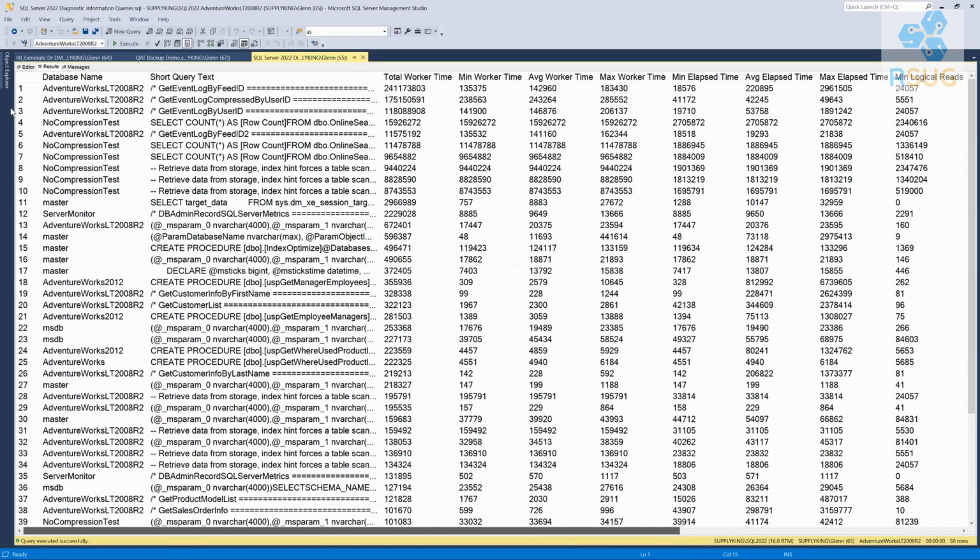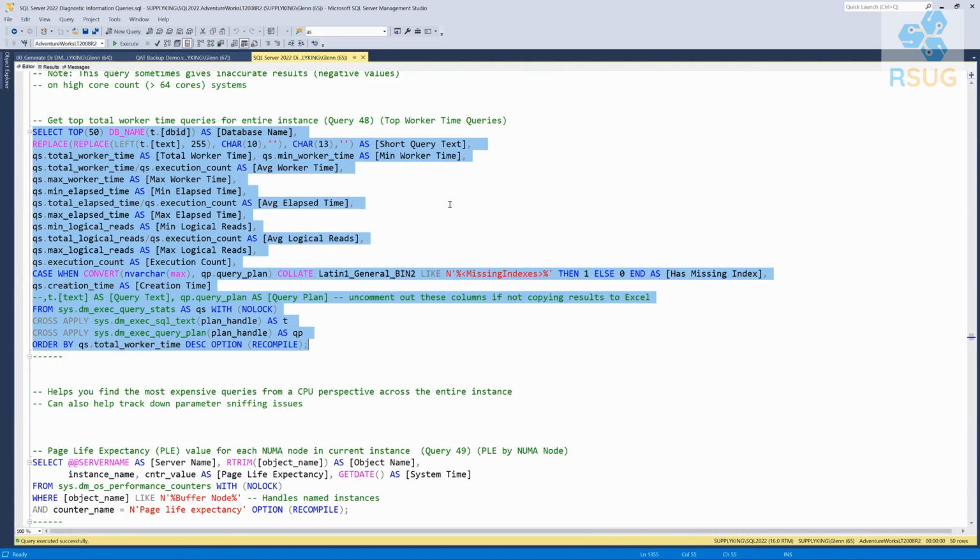But now I have a pretty good idea that, hey, this AdventureWorks database and this stored procedure is the most expensive, almost by a factor of 2, on the entire instance. And I'm under CPU pressure.